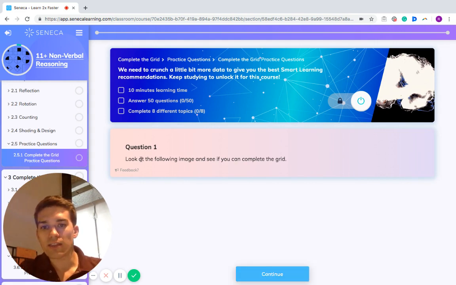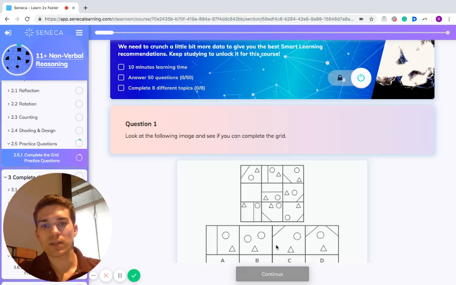Look at the following image and see if you can complete the grid.